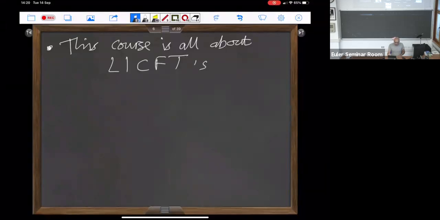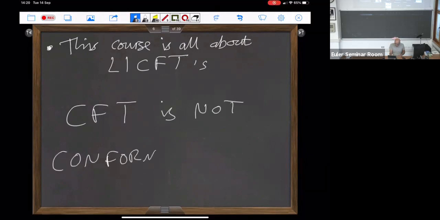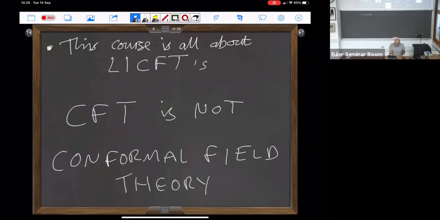By the way, the terminology CFT usually refers to what are called conformal field theories in the literature. So I don't want you to get confused by that. CFT is not conformal field theory, which is a related subject. I'm just mentioning it because the administration and so on are using CFT as the abbreviation for this course. It's not about conformal field theory.